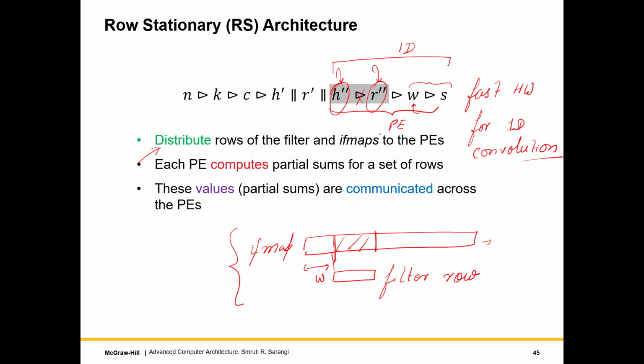After doing that, of course, the partial sums are stored. And as we cycle through all the input channels, at the end of this process, the entire OF map is computed. And again, we move to another OF map. These partial sums, of course, have to be communicated across the PEs and the final computation has to be done. But how that is to be done, we will look at when we look at the hardware implementation of these algorithms.